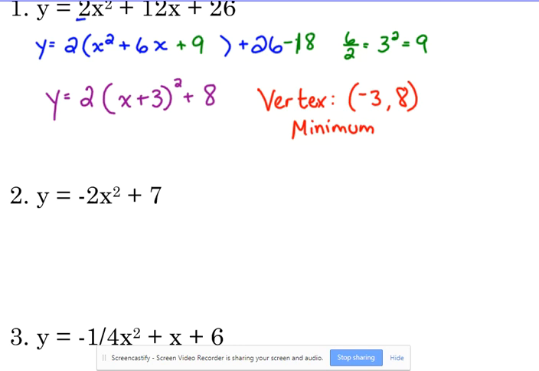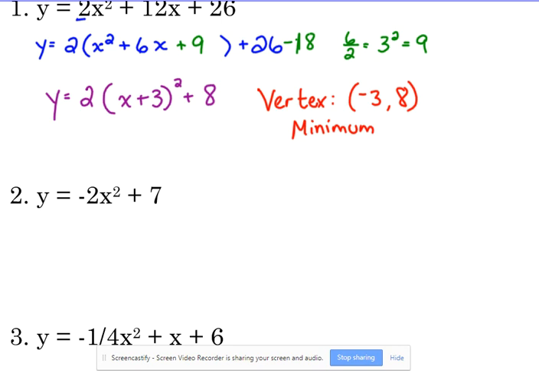Okay, let's look at one like number 2. Y equals -2x squared plus 7. Well, this one's actually a little bit of a trick question, kind of, sort of. There's no x, no just plain x. We've got x squared, but we're missing the linear term with the x in it. We can't complete the square if there's not an x.